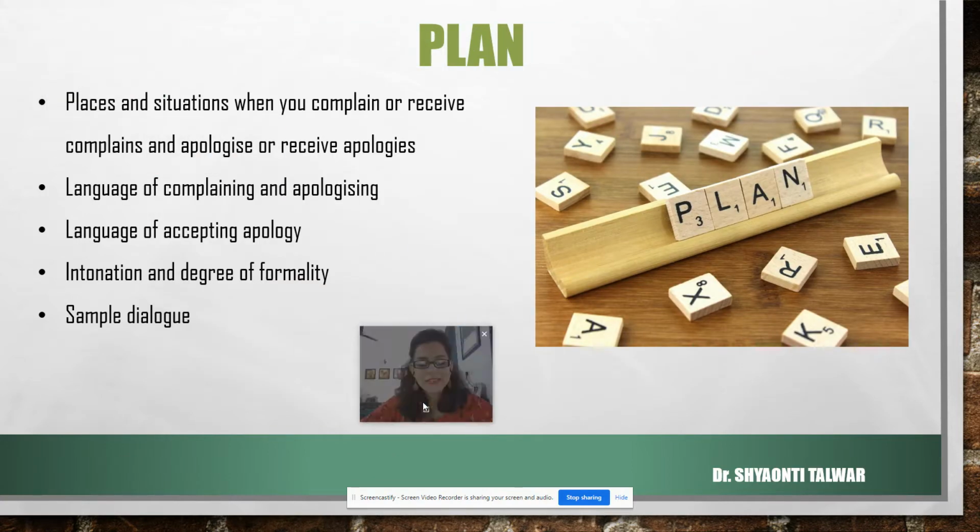So, my plan for today's session is that first we'll look at some places and situations when we complain or receive complaints, or we apologize in response to a complaint and we receive apologies. Secondly, we'll be looking at the language of complaining and apologizing, and the language of accepting an apology. We will also be looking at the intonation and the degree of formality, as in what kind of structures to use in which situation. And finally, we'll be having a look at a sample dialogue, right?